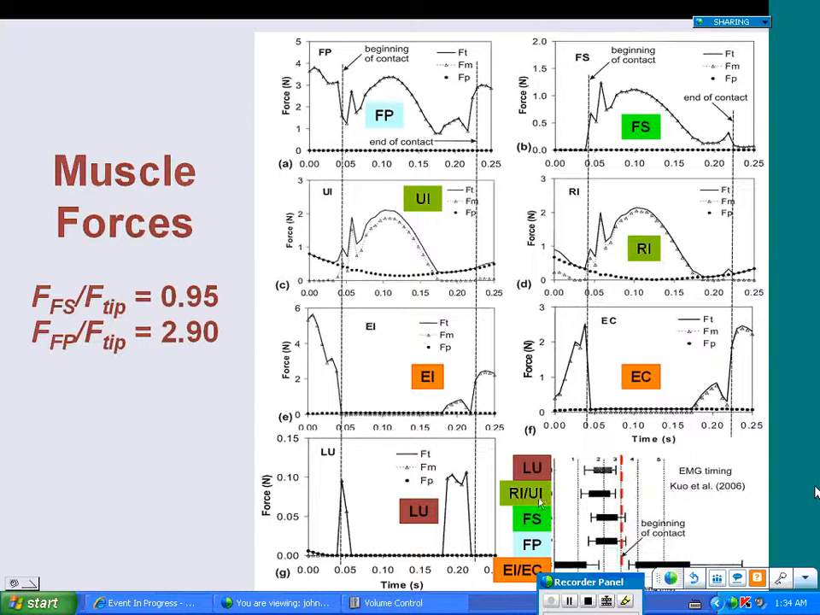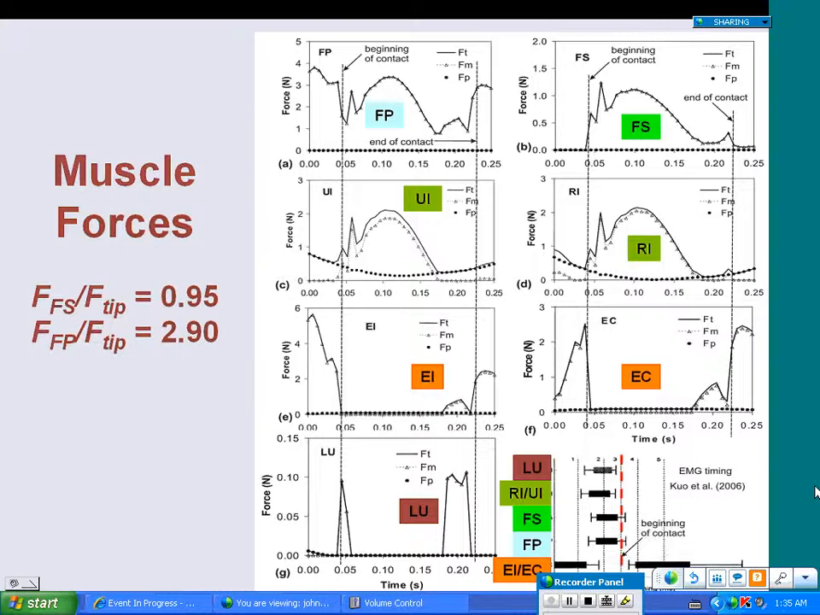RI, UI, these two muscles are virtually symmetric around the center. So they are activated during this range. You can see here, there are four muscles. These four muscles are activated during this range. These two muscles are consistent with our theoretical prediction. They are activated during this.